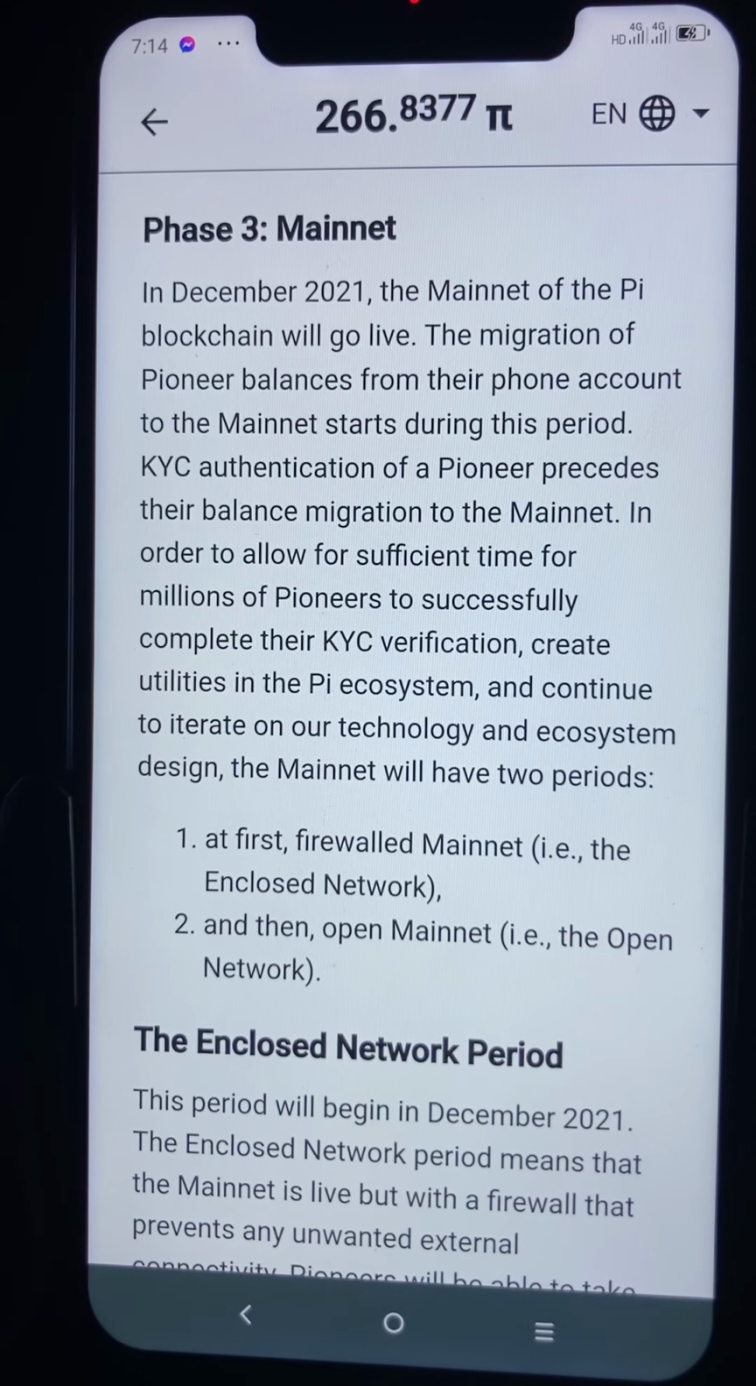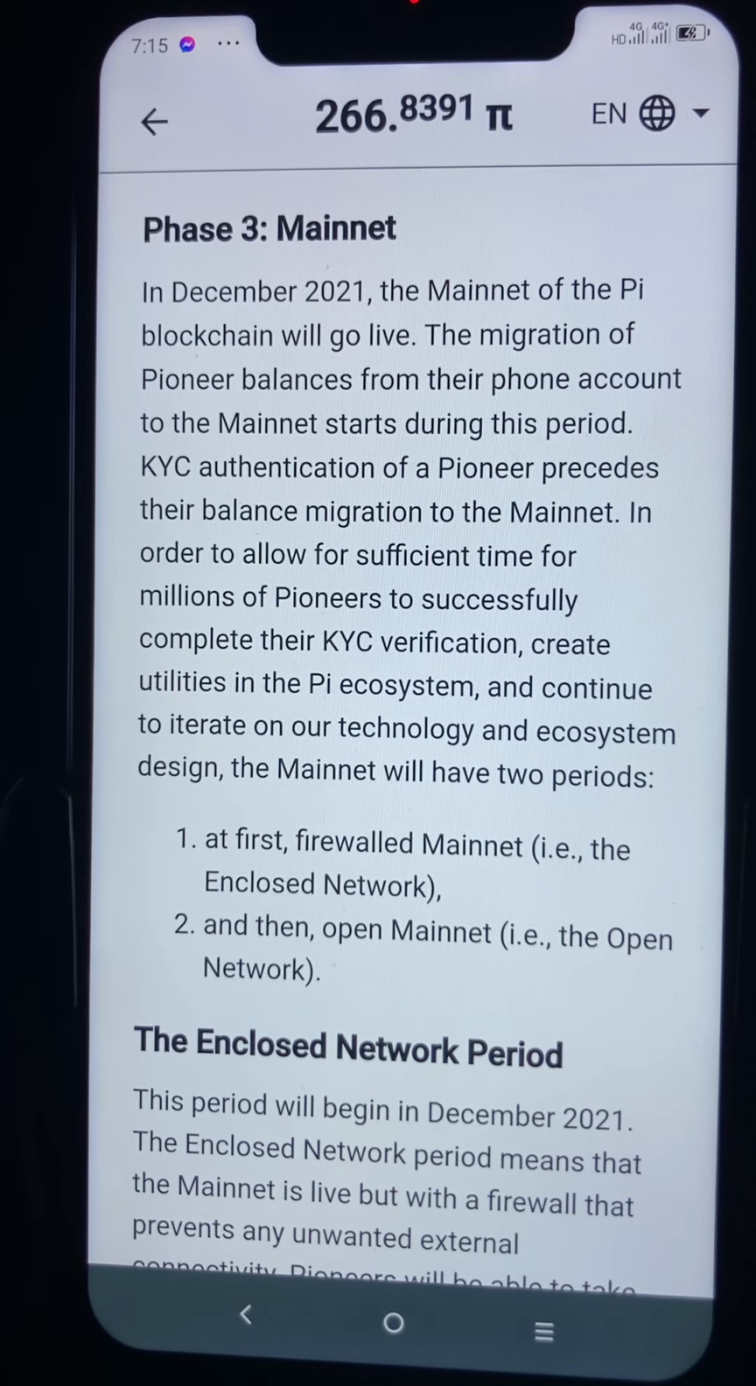So firewalled mainnet, it means siguro may firewall. Meron talaga siyang safeguard na hindi tayo the system, our blockchain, our not necessarily marketplace, the Pi network sanctioned the Pi network na system, firewalled siya, and kumbaga exclusive lang siya sa mga dun sa nakalagay sa Pi network, and siguro exclusive between us pioneers lang.